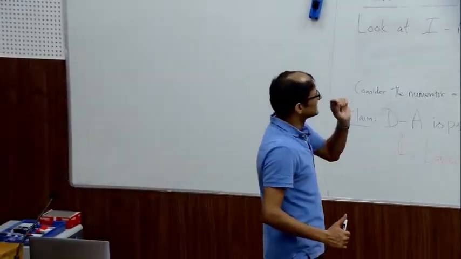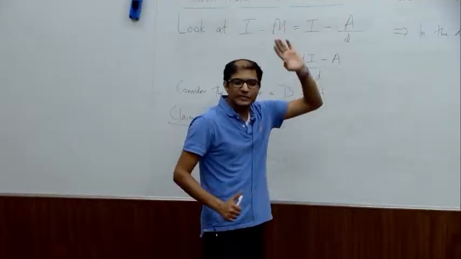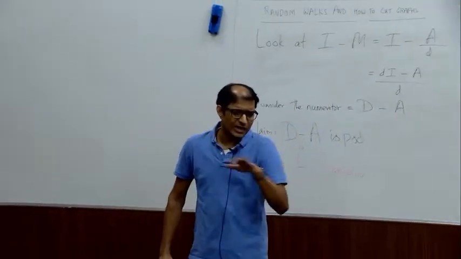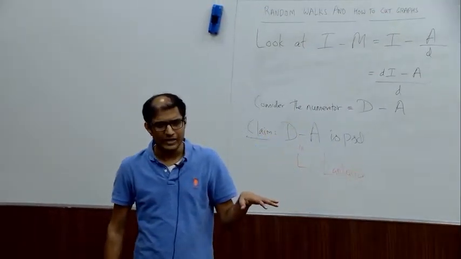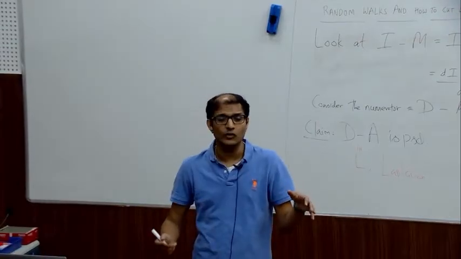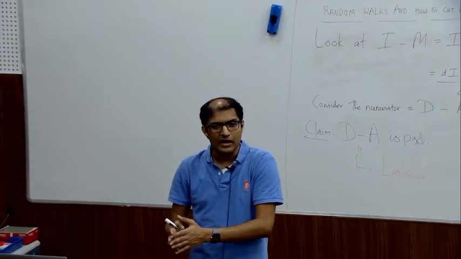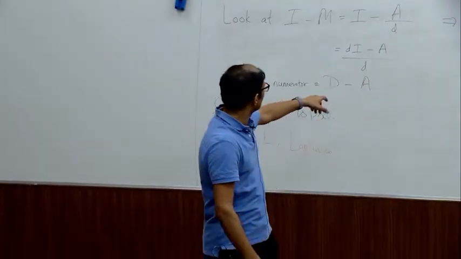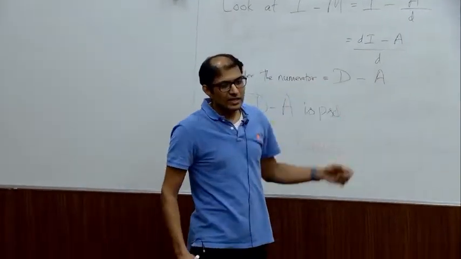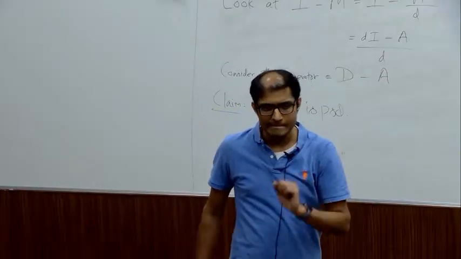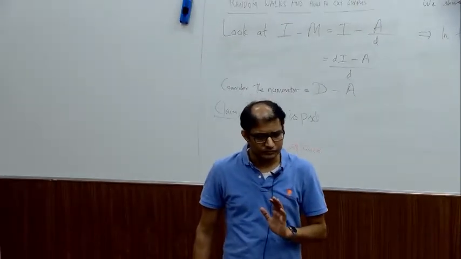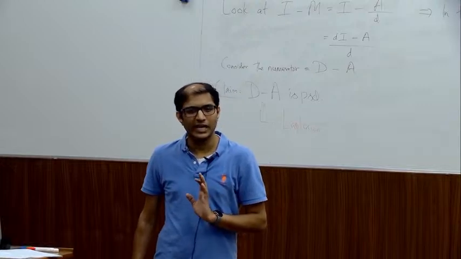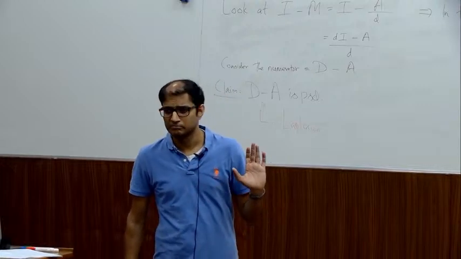Brilliant. Similarly, you can show that dI plus A is also PSD. The exact same argument goes through. Therefore, all eigenvalues of capital A are trapped between negative d and positive d. Therefore, all eigenvalues of (D minus A) over d are trapped between negative 1 and positive 1. Okay? So we have helped out our physicist friend. Brilliant.